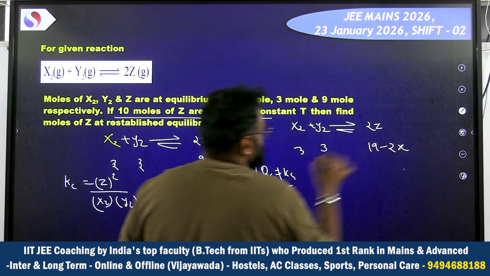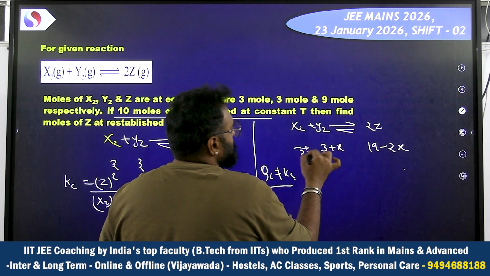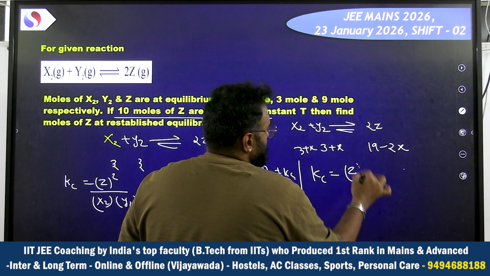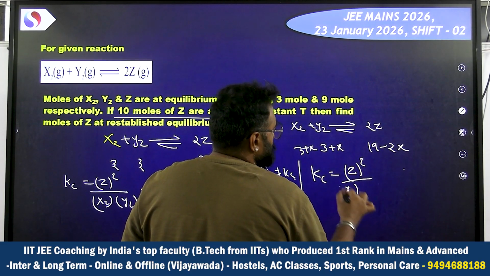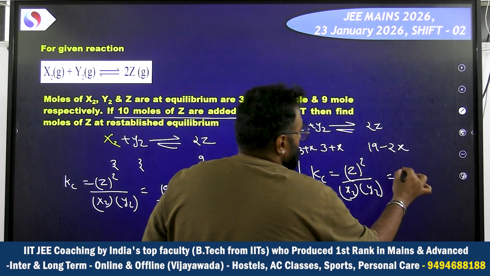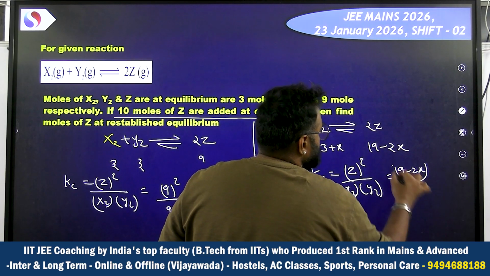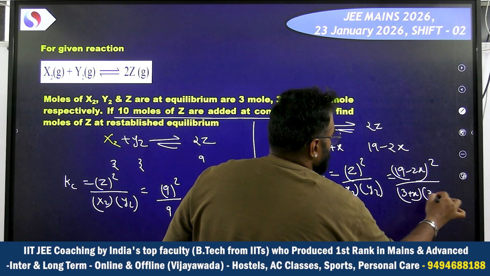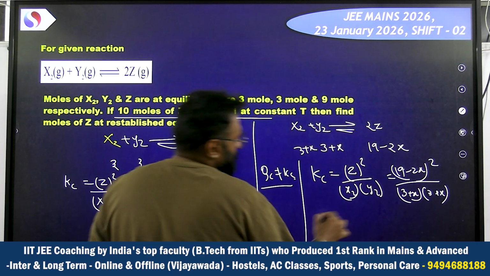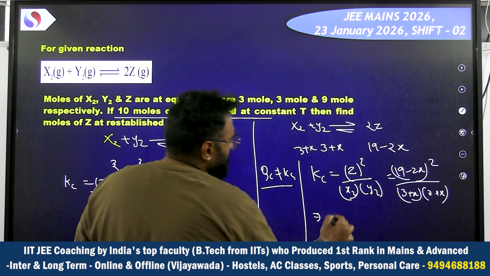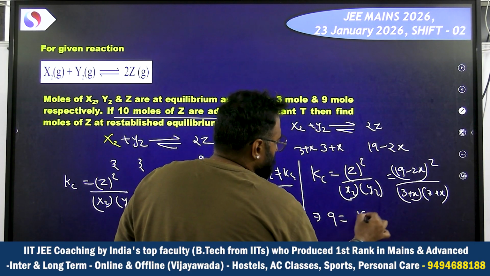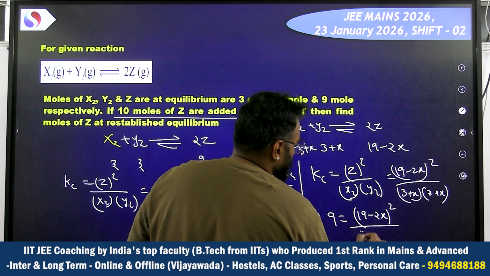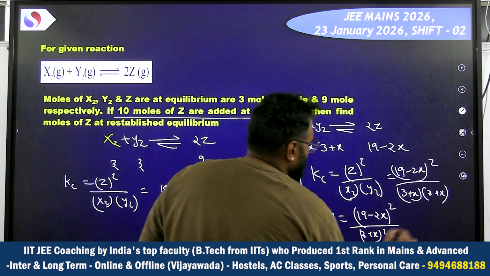19 minus 2x, 3 plus x, 3 plus x. So what is Kc? Z square upon x2 into y2, यानी 19 minus 2x का whole square upon 3 plus x into 3 plus x. So what is the value of Kc? 9 is equal to 19 minus 2x का whole square upon 3 plus x का whole square.